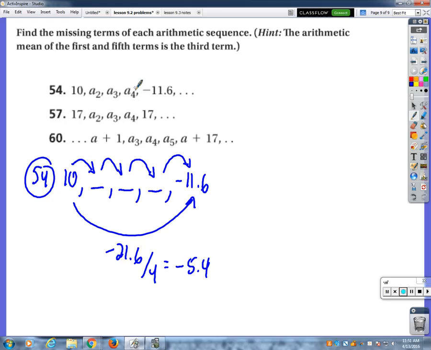And while Josie is working on that, there's a different way that you can do this, and they give you this hint, the arithmetic mean of the first and the fifth terms is the third term. So what they're saying there is that instead of doing that, if I take the average of 10 and negative 11.6, what do you get? What is 10 plus negative 11.6?